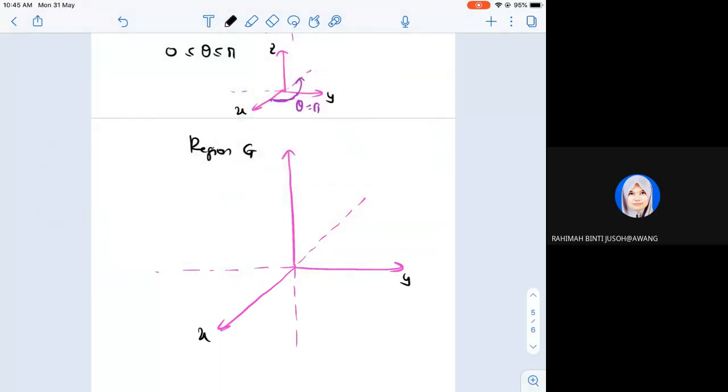X, Y, and Z. We just have a quarter. Okay, because we only have this. Okay, and then we just have this.